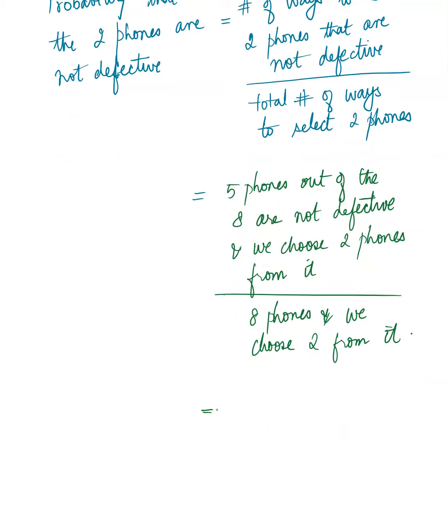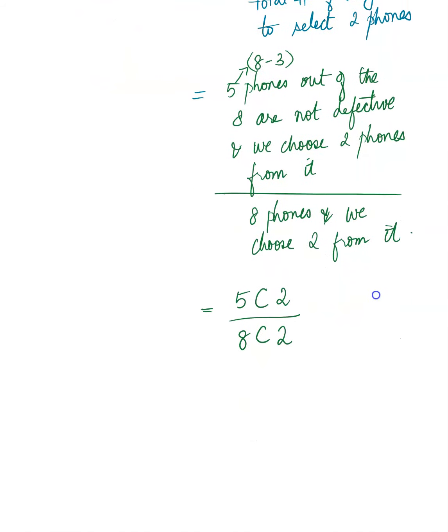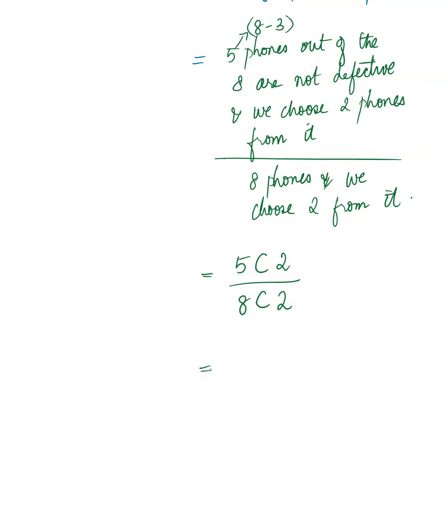So we have 5 phones, that is basically 8 minus 3 good ones, 3 bad ones. So we have 5 good ones, so that's 5C2. We're trying to draw 2 out of the 5, divided by 8C2. We're trying to draw 2 out of the total 8, and we're setting up a probability. Therefore, go ahead and compute this. You will get 10 out of 28, which would be 5 out of 14.